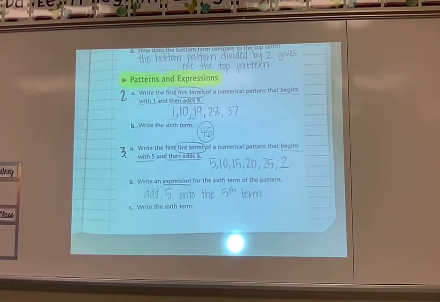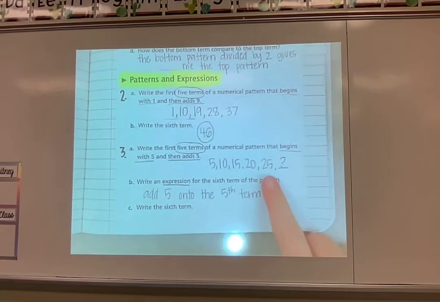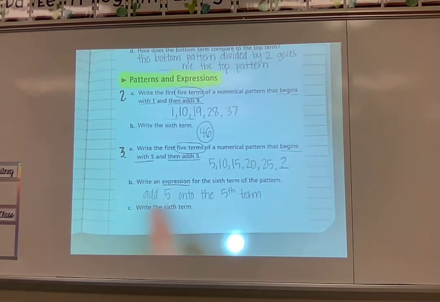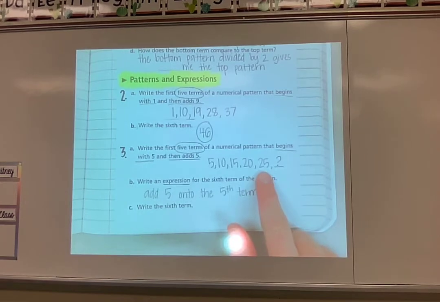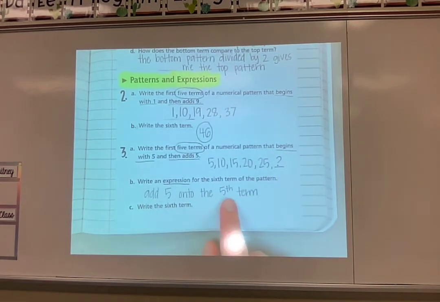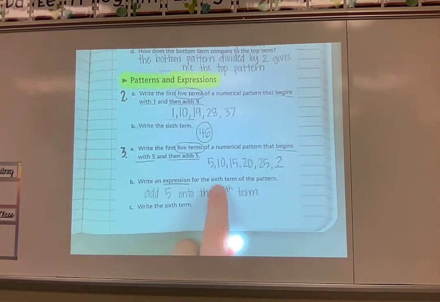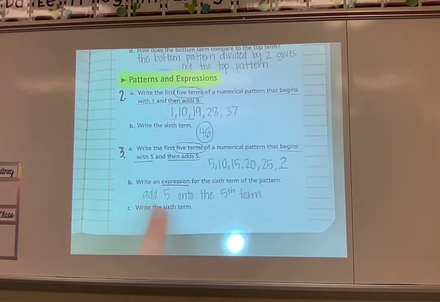Now, I do not want to say add 5 onto 25, because I don't want to tell them what the 5th term is. They might not have figured that out yet, and that would be like giving them the free answer. So I don't want to say add 5 onto and tell them the number. I'll just say add 5 onto the 5th term, because that would give them the 6th. Or if it said like write an expression for the 10th term, I could say add 5 onto the 9th term. You would just add 5 onto whichever term was right in front of the one they were supposed to find. But I don't want to give them the answer to the one in front of it, because that would just make it too easy.